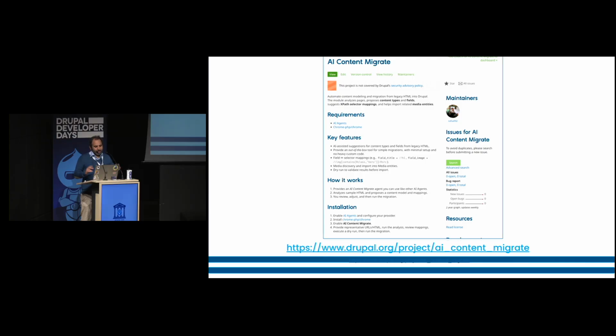The idea behind this module is to provide an AI agent that analyzes legacy pages and automatically proposes a content model, handles the media and the taxonomy, and performs a migration, generating Migrate API files to populate these fields and to create the config entities. The module can also perform a dry run to validate the outcome and then execute the real migration via Migrate API.